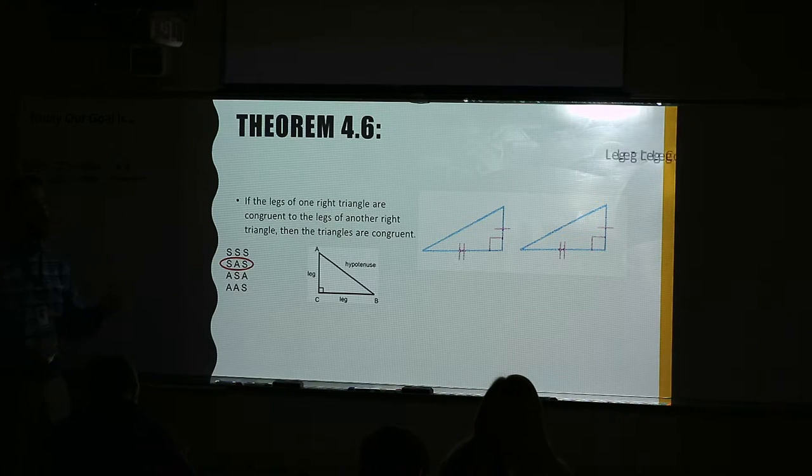We call this one the leg-leg congruence, or leg-leg theorem. I prefer to refer to it as the LL theorem, but it works only with right triangles. Okay, hopefully everyone had that from Friday. I'm not going to spend a lot of time on that. I'm going to flip through the next slide, but if you need this, it will be online later today. I have a video from Friday going online later today. I think it's already online, I just haven't attached it to the website yet.